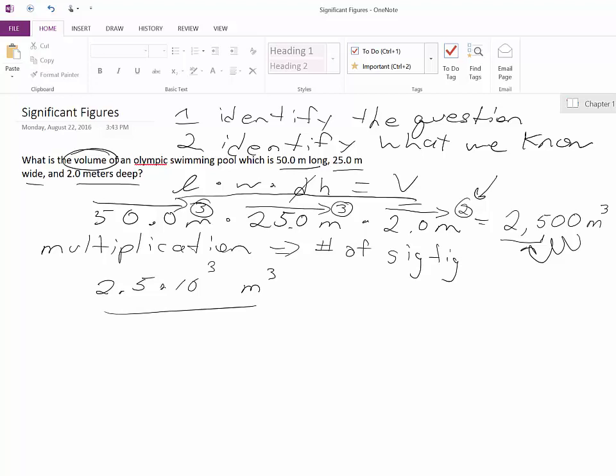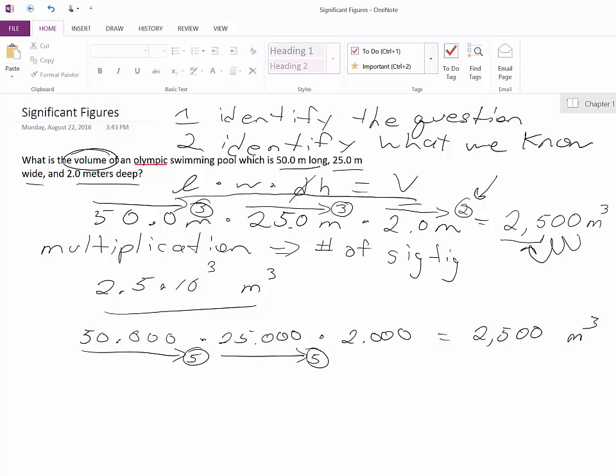If instead of 50.0 we had 50.000 and 25.000 and 2.000, it would still be 2,500, but we'd have 5 significant figures in the 50 and the 25. We'd have 4 significant figures in the 2.000. And so 4 significant figures here, we'd keep what we've got.